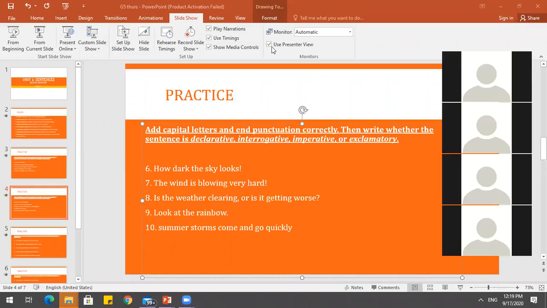Okay, Zane. Number 10. Hi, miss. Summer storms come and go quickly. The S should be capital. All right. And we should add a period at the end. Very good. What type of sentence is this?